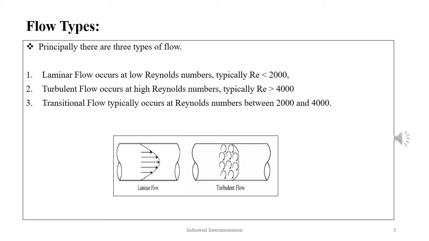It occurs at high Reynolds number, typically at least more than 4000, where the inertial forces are dominant. Turbulent flow is characterized by irregular movement of the fluid in the pipe. There are no definite layers and the velocity of the fluid is nearly uniform throughout the cross-section of the pipe. Third is the transitional flow. Typically, it occurs at Reynolds number between 2000 and 4000. Flow in this region may be laminar, or it may be turbulent, or it may exhibit both characteristics. The figure shows examples of how laminar flow and turbulent flow move along the pipe.